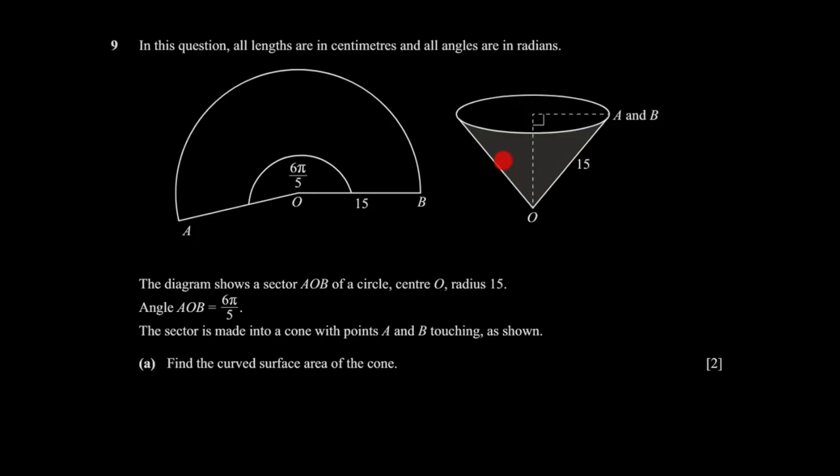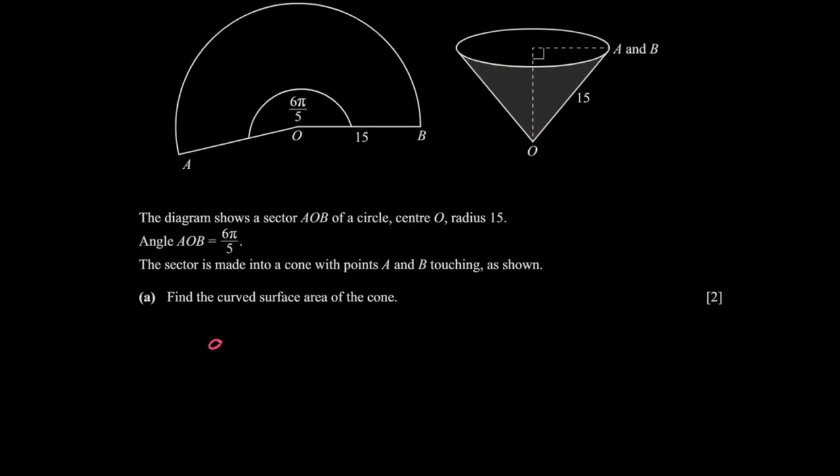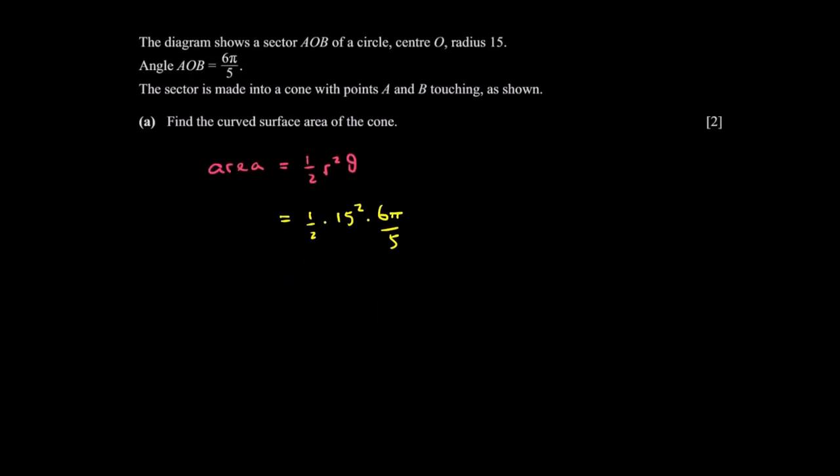Well, the curved surface area is the same as the area of the sector. And what's the formula for the area of a sector? The area is equal to a half r squared theta, where theta is the angle in radians. So we just substitute in a half times the radius, which is 15 squared, times the angle, which is 6 pi upon 5. And let's say we don't have a calculator. We can do a half times 15 times 15 times 6 pi over 5.